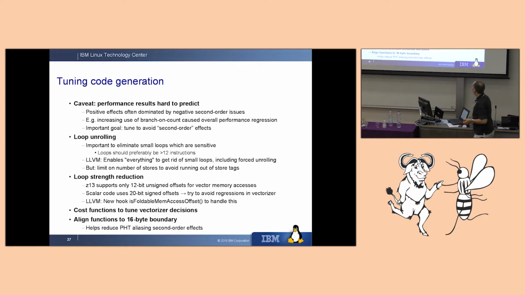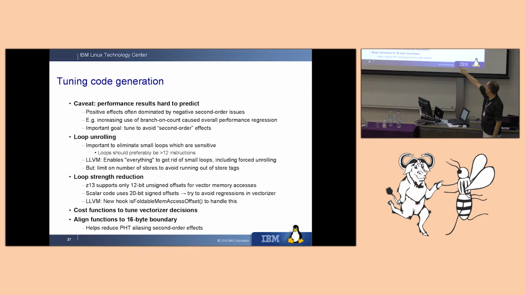Other issues: loop strength reduction, where we need to be a bit careful because vector loads don't support all the addressing modes that scalar loads support. So when choosing induction variables and then vectorizing, LLVM did get it wrong. I think in GCC it was better from the beginning. In LLVM we actually had to add a new common code hook to fix that. Cost functions, function alignment: pretty much standard stuff which we did across both platforms.